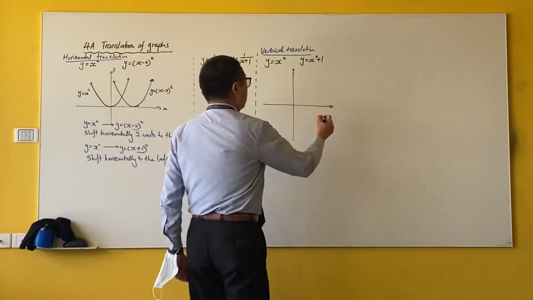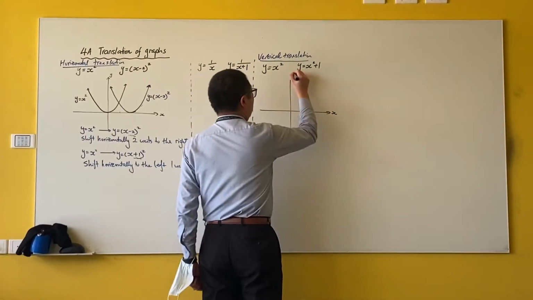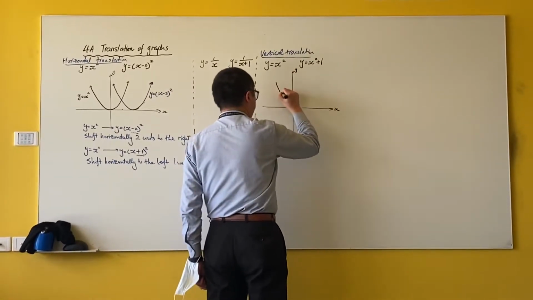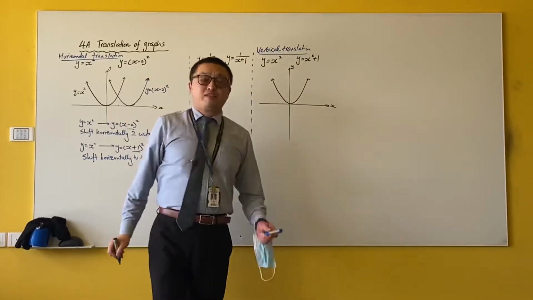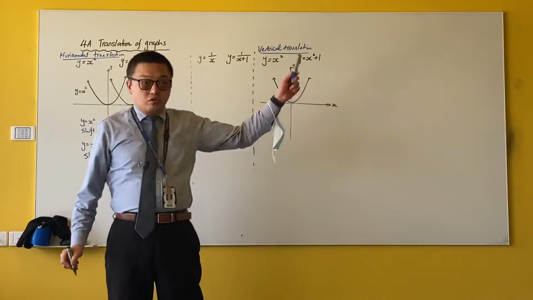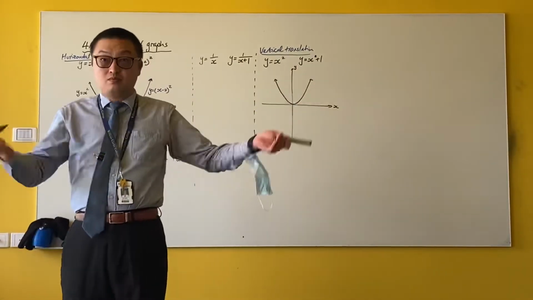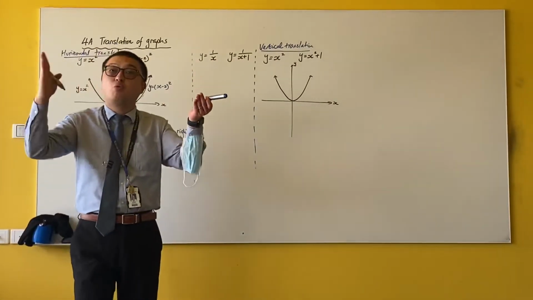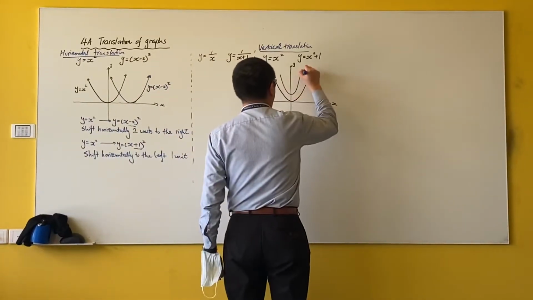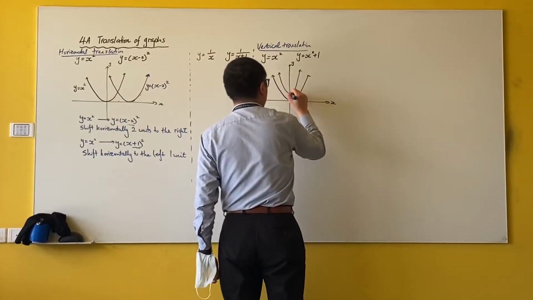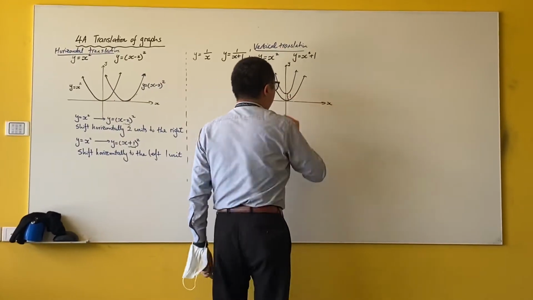All right, so we all know that y equals x squared is my basic parabola, right? Can anybody have a guess? What does this 1 do to my original function? Shift up, how many units? 1 unit. Very good. So I will have something like this, right? So that distance there is 1.